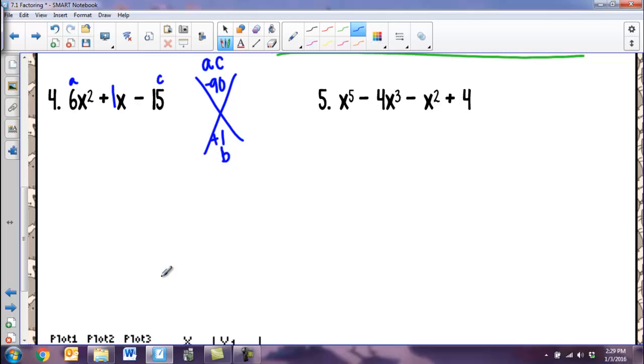And I tend to write the sign in there just because sometimes I get tripped up. And then if you think about it, since this number is positive, you want your bigger number to be positive. So if I have 10 and negative 9, that's how I'm going to split the middle term.